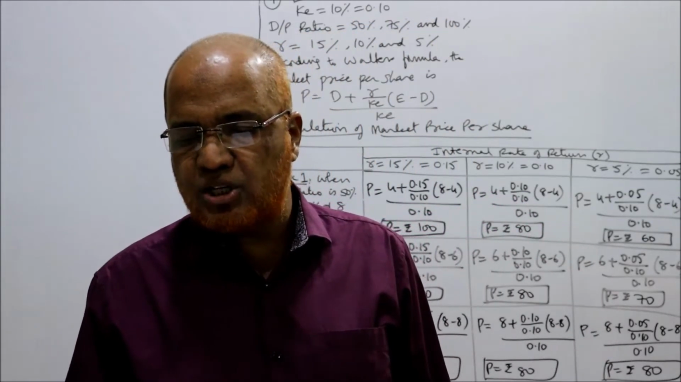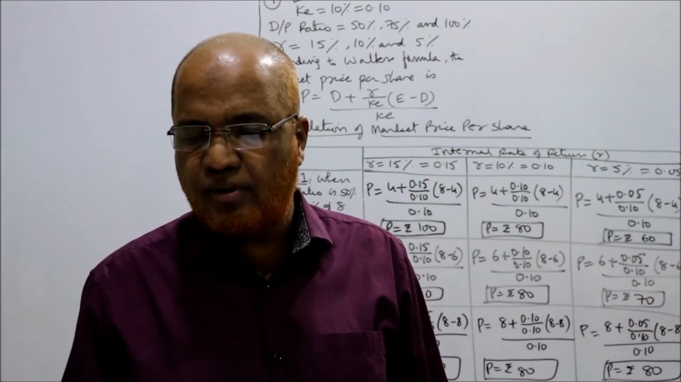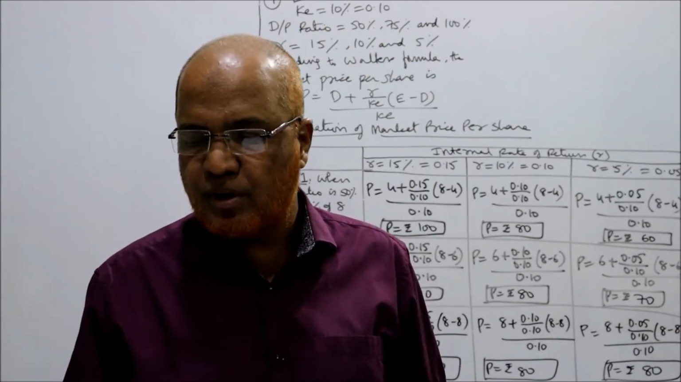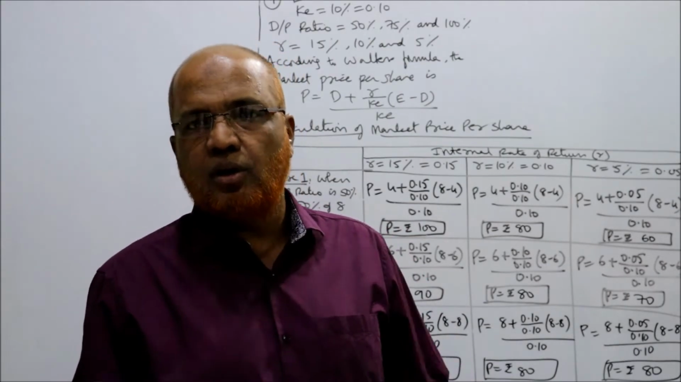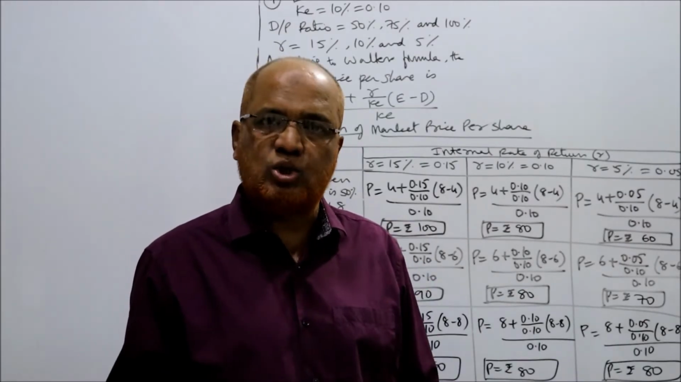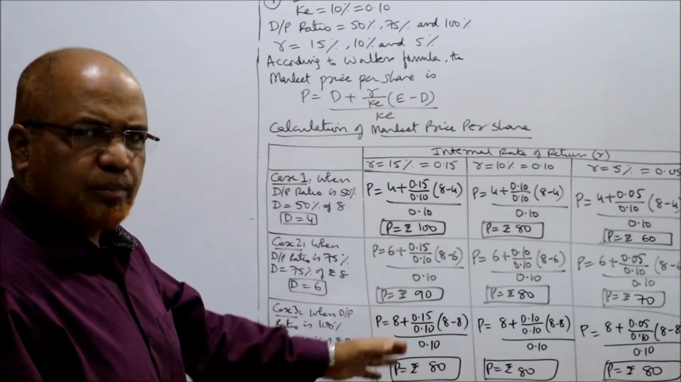Calculate the value of an equity share of each of these companies applying Walters formula when dividend payment ratio is 50%, 75%, 25%. What conclusions do you draw? Not only you have to calculate the market price, but also you have to give the conclusions, right? 3 companies are there. Same format I am going to apply.